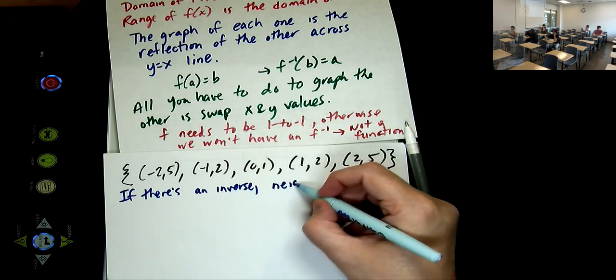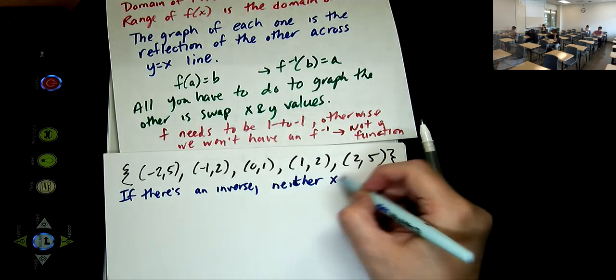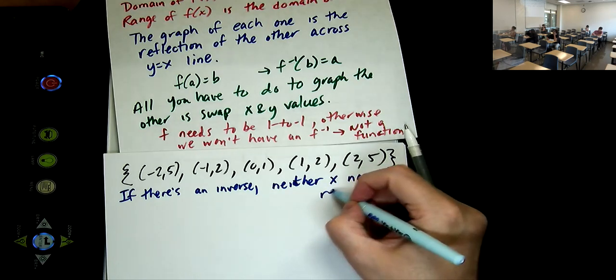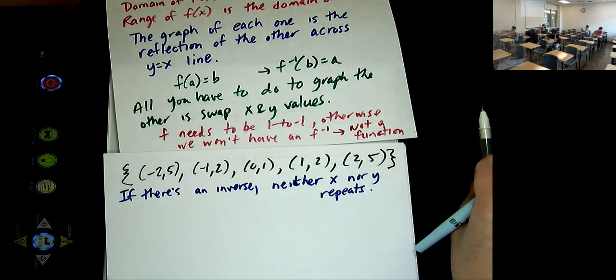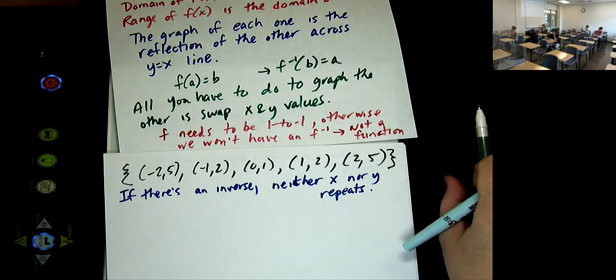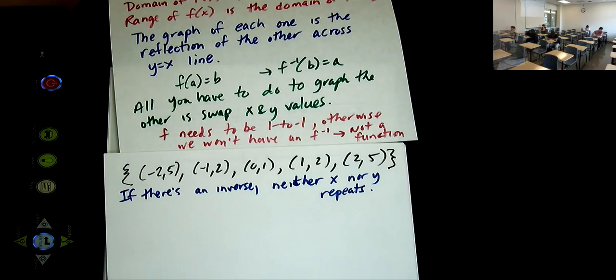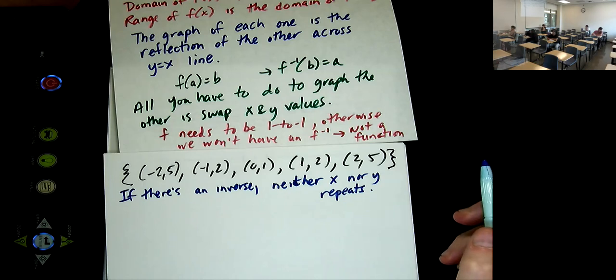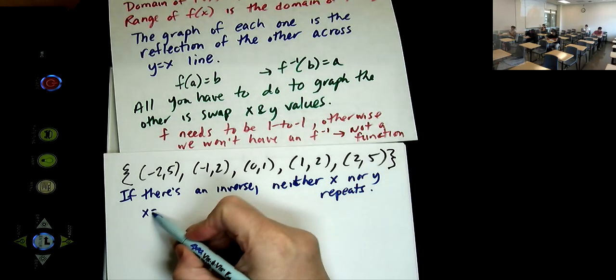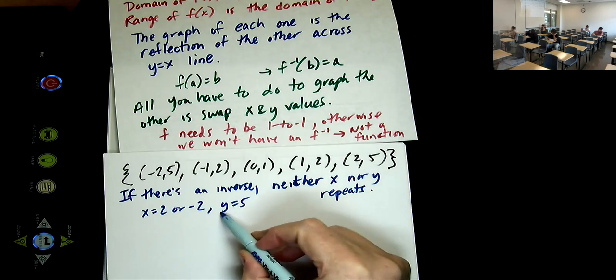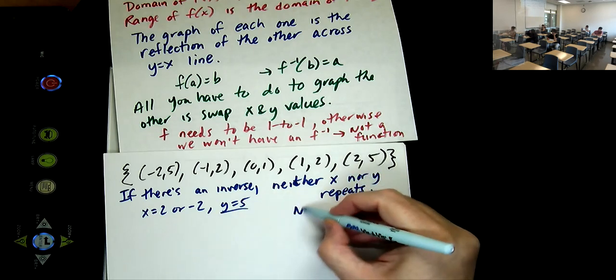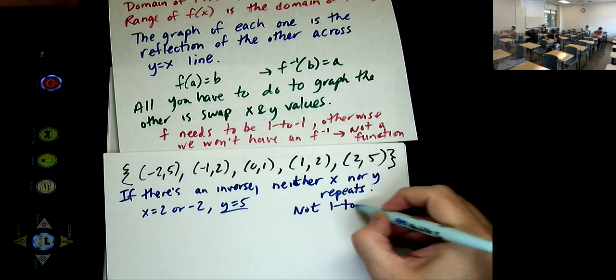Neither X nor Y repeats. In this set, we have some repetitions though, right? When X equals 2 or -2, Y equals 5. So Y repeats. So this is not 1 to 1, and we can't find inverses.